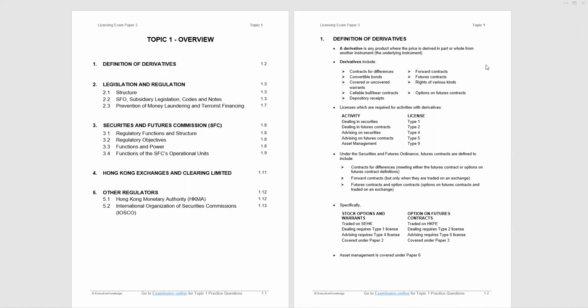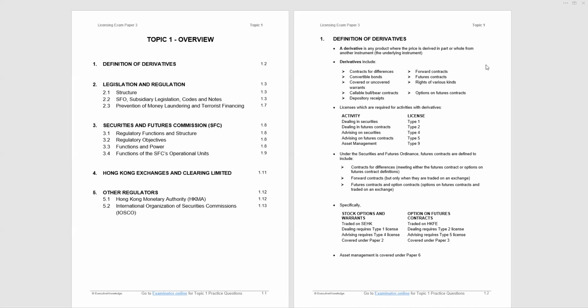So there's a question for you: which one of the following is not considered a futures contract? And they would give you contracts for differences, futures contracts, and options on futures contracts. Those 3 are considered futures contracts, and then they'll throw something else in which is not.